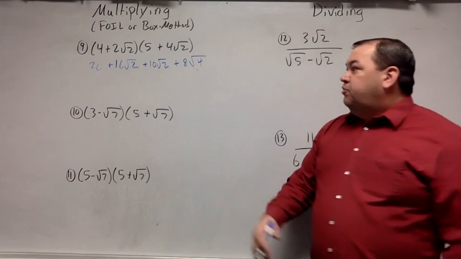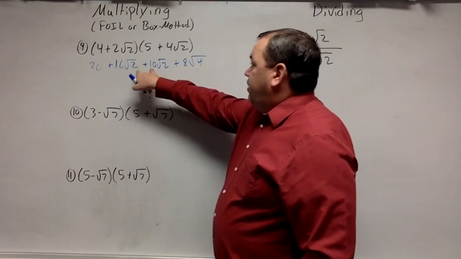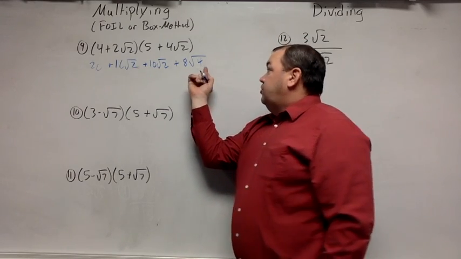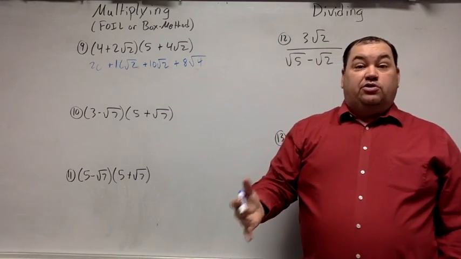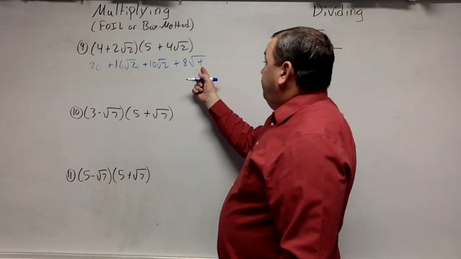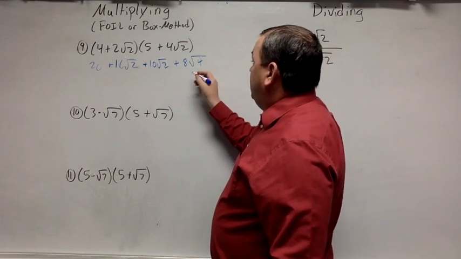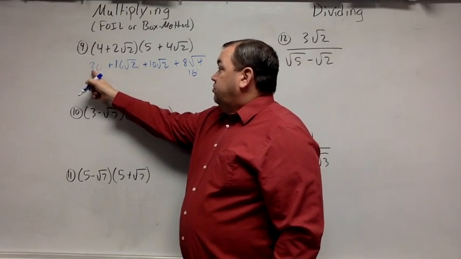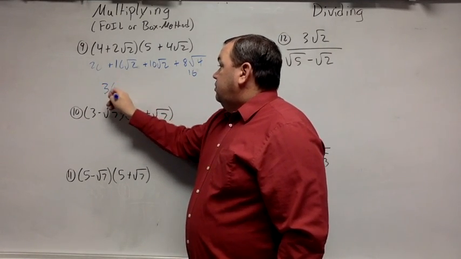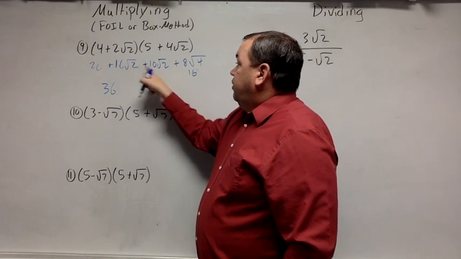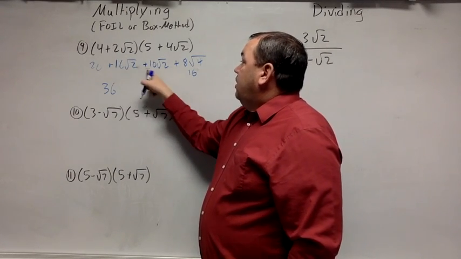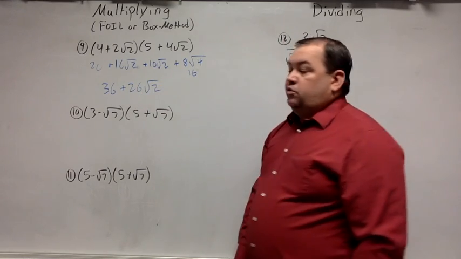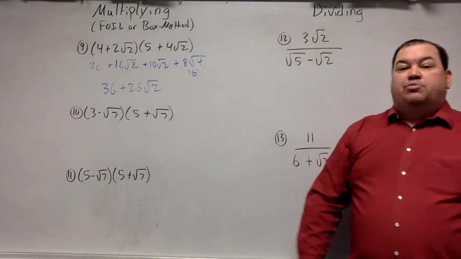But now I have some simplifying to do. These are definitely like terms. So I'm going to put those together. And this turned out to be a radical that now I can do. So the square root of 4 is 2, and 2 times 8 makes this 16. So I have like terms here, and I have like terms here, which I just talked about. I would have 26 of those square root of 2's. So a little simplifying there.